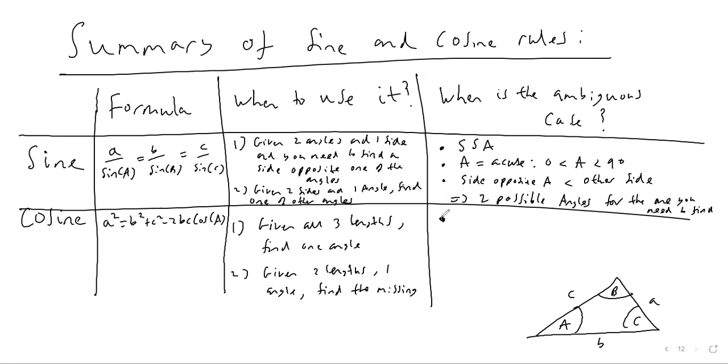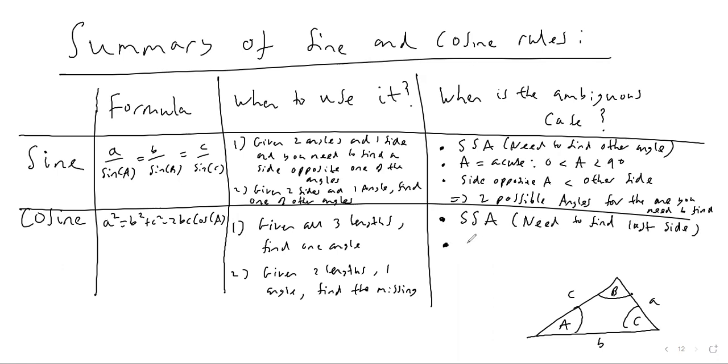And then how about the ambiguous case for the cosine rule? Again, you've got a side-side angle. To be clear, the ambiguous case of the sine rule is when you need to find another angle. But the ambiguous case of the cosine rule is when you've got a side-side angle and you need to find the remaining side, the last side.